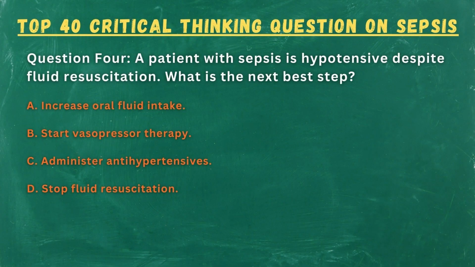Question 4. A patient with sepsis is hypotensive despite fluid resuscitation. What is the next best step? A. Increase oral fluid intake. B. Start vasopressor therapy. C. Administer antihypertensives. D. Stop fluid resuscitation. Answer. B. Start vasopressor therapy.